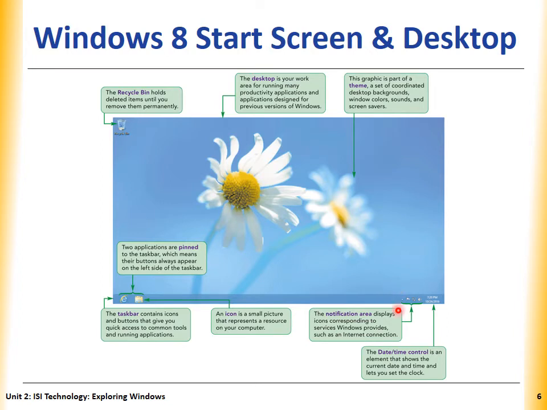This one is the notification area. I can see the status of the internet connection here. Here I can see the date and time. The flower is the desktop background or theme, and the whole area is called the desktop.